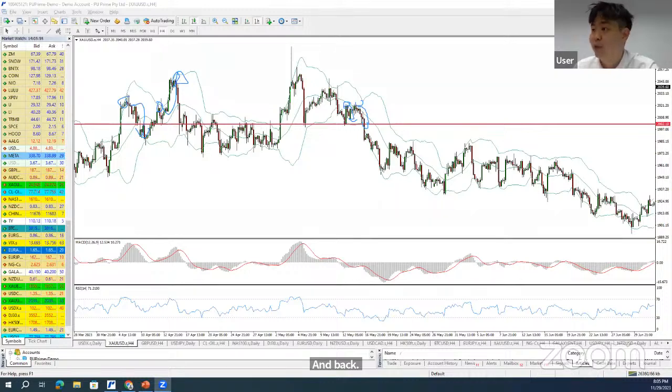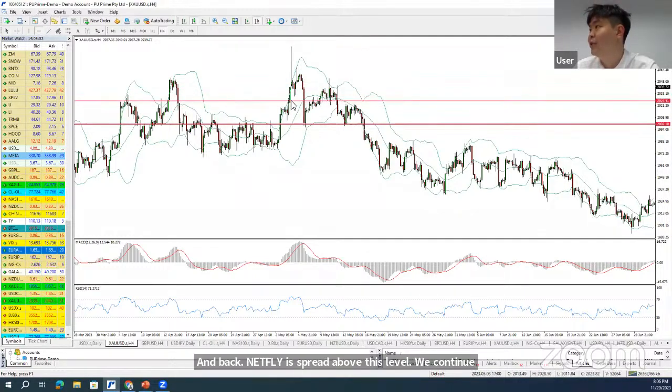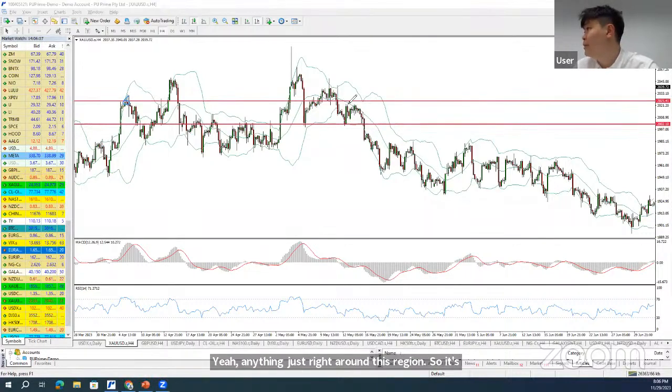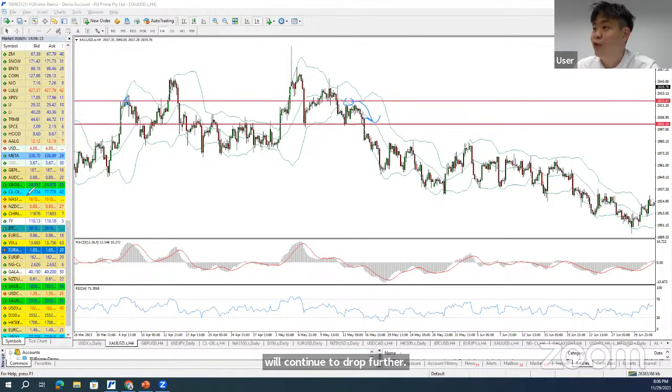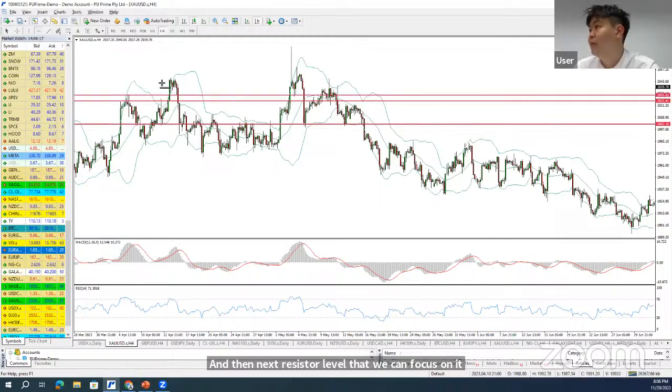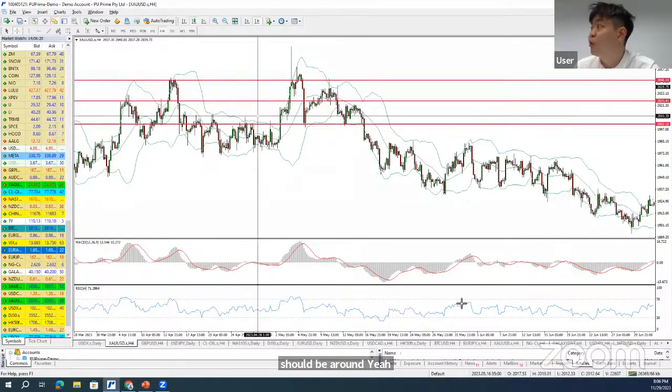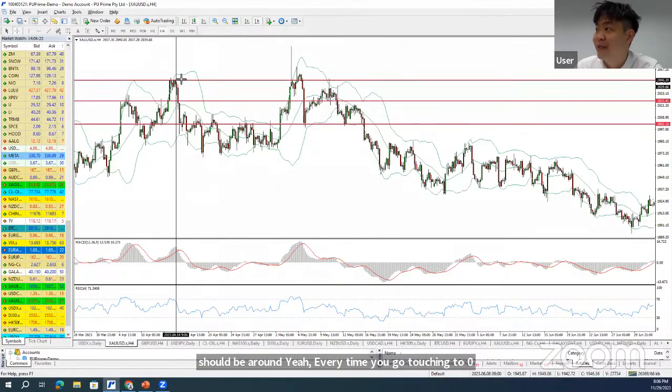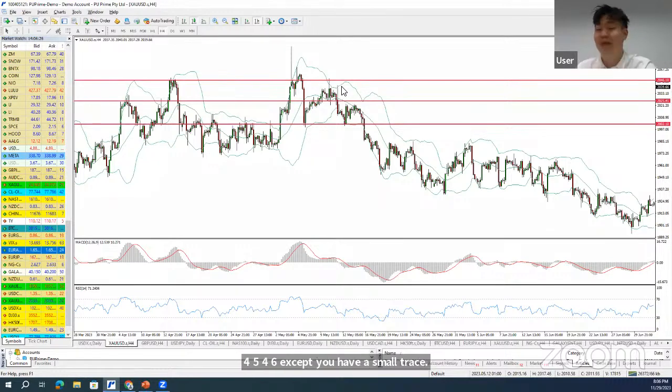So let me show you how to draw the line. You can just click here and draw it around this region. It's very clear that every time gold touches this area, it will continue to drop further. And the next resistance level that we can focus on should be around here. You can notice every time gold touches 2045 or 46, it starts to have some small retracement. This is why we mention it as a very strong resistance level.